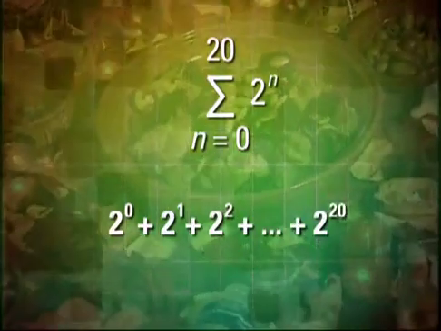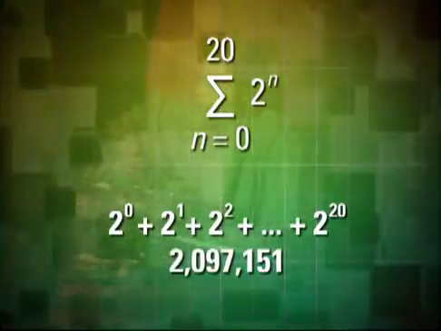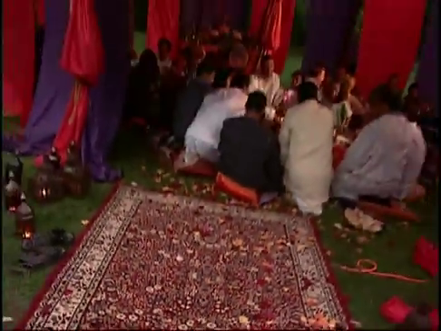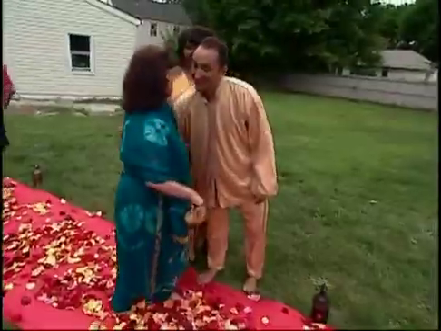It tells us to add 2 to the 0 power plus 2 to the first power plus 2 squared all the way through 2 to the 20th power, or 2,097,151 people. That's Shelley and her descendants through the 20th generation. And to think, it all begins with one woman, and of course, her husband.